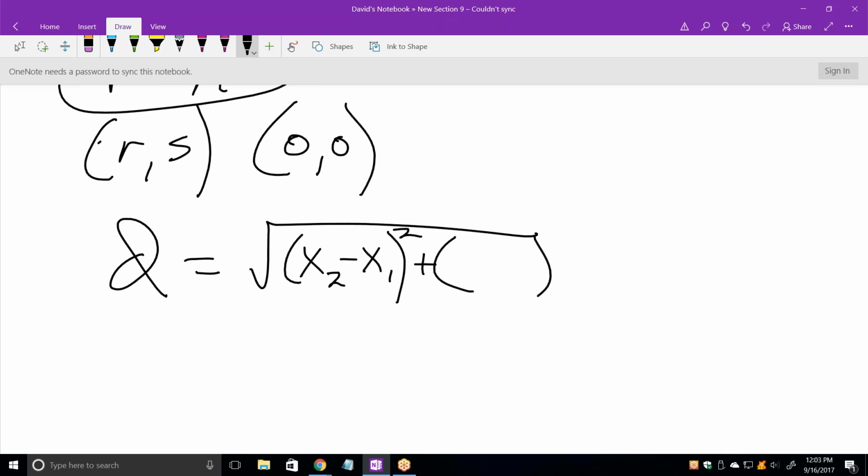What's the rest of the distance formula here? Parentheses y2 minus y1, squared. Oh yeah, minus y1 squared. Remember, it's the distance between the two y coordinates. You get distance by subtracting two numbers. Okay, so now plug in.